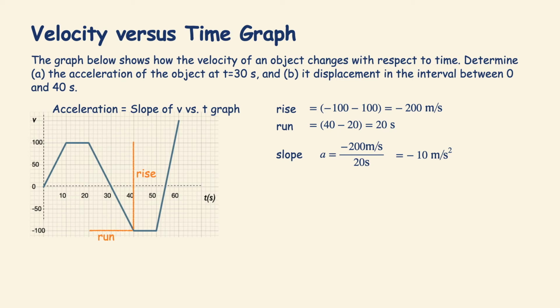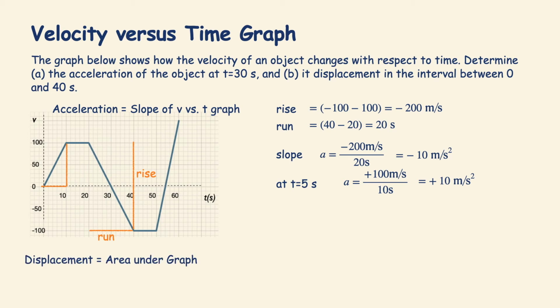Just for comparison, I added the acceleration at t equal 5 seconds, which is exactly in the middle between 0 and 10, and for that we'll have to do the rise over run for that portion of the graph, and that will give us 100 divided by 10, and that will be plus 10 meters per second squared. There is a coincidence that the magnitude here comes out the same. Just the way I chose the graph, it comes out that way. But pay attention, in one case the velocity is decreasing, so we have a negative acceleration, and at t equal 5 seconds the velocity is increasing, so we have a positive acceleration.